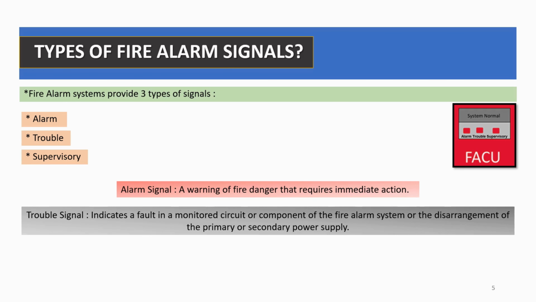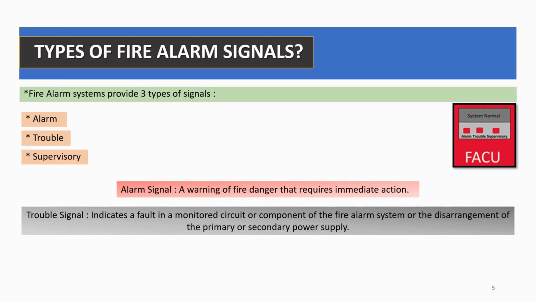The second signal will be the trouble signal. This signal indicates a fault in a monitored circuit or component of the fire alarm system, or the disarrangement of the primary or secondary power supply. It means basically this trouble signal occurs when there is an issue with the wiring or there is a fault within the fire alarm system.